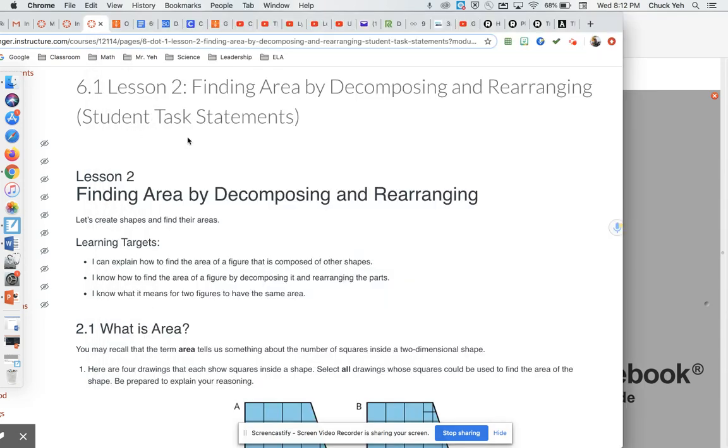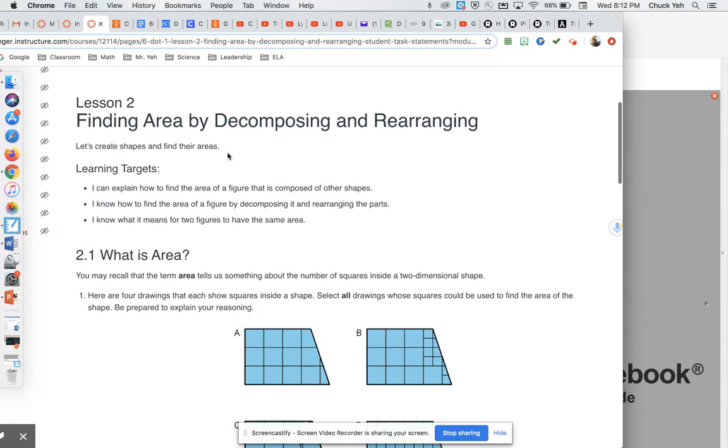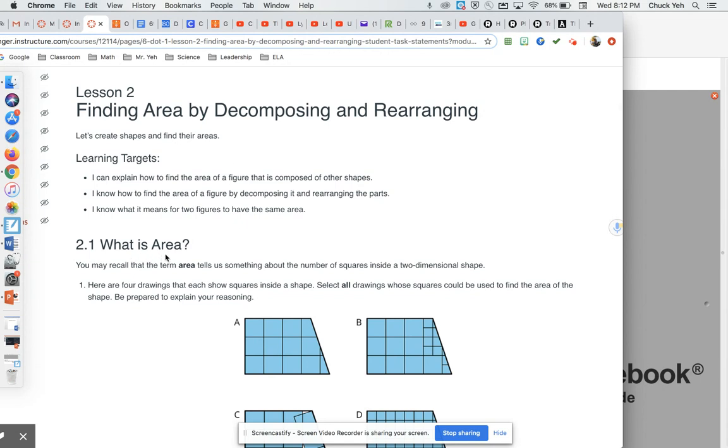You had to do the student task statements for the last couple of days. On Tuesday, you had to find 2.1, what is the area? So this is lesson 2. Here are the learning targets. You were supposed to write this in your notebook. If you don't know what I'm talking about, take a look at the class video for Tuesday.